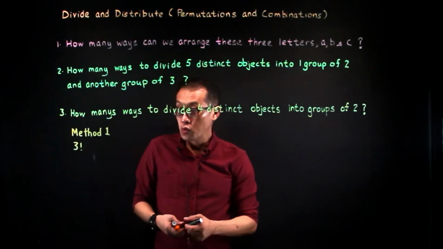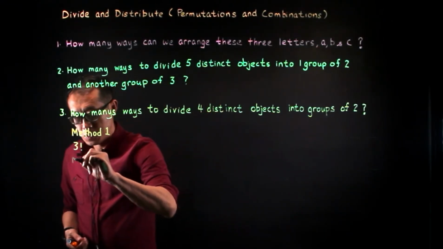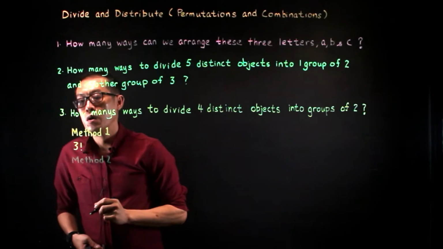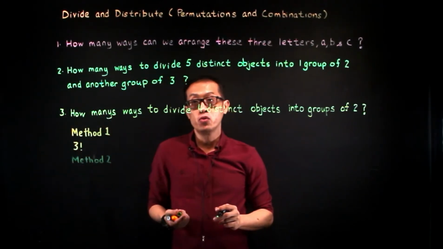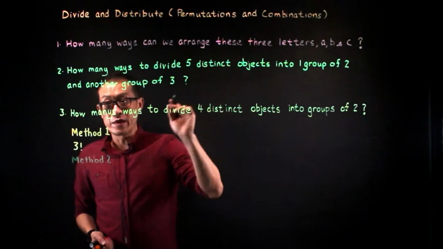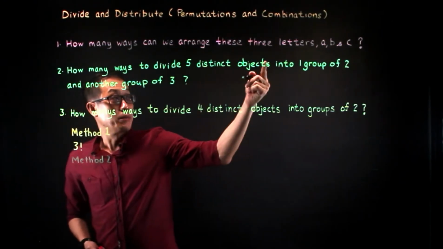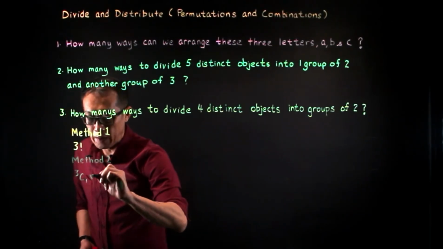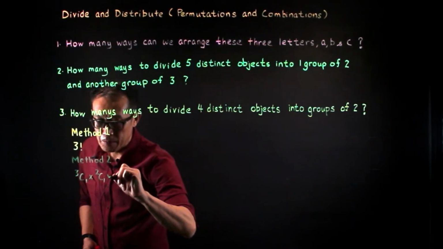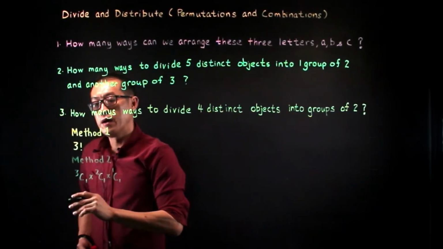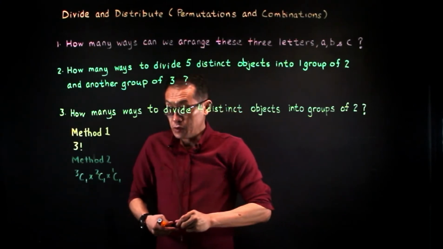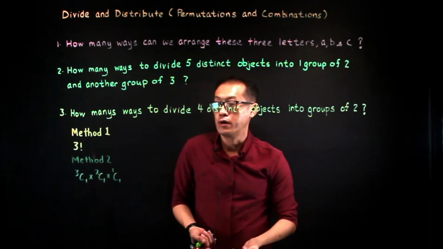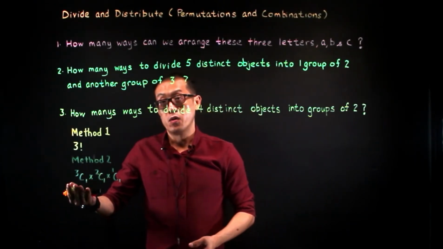Now what is method 2? Now method 2 will be, the first letter you choose from A, B, C, you have 3 choices. So 3 choose 1, followed by 2 choose 1, and followed by 1 choose 1. Alright. Now if you do it this way, then permutations are already taken into account, because each of them is just one letter.